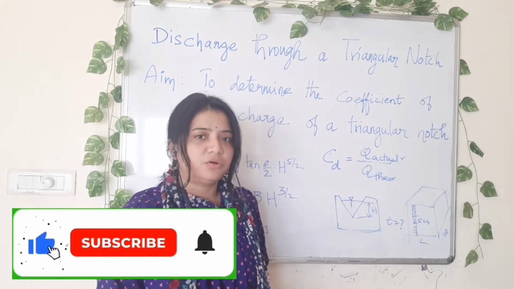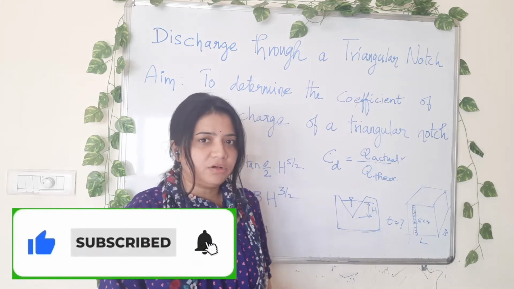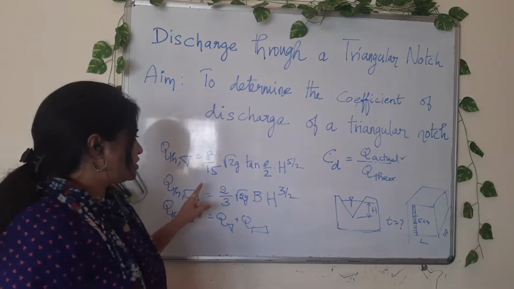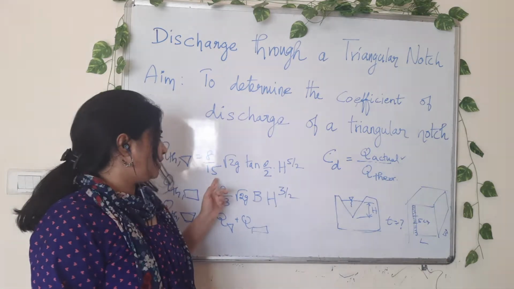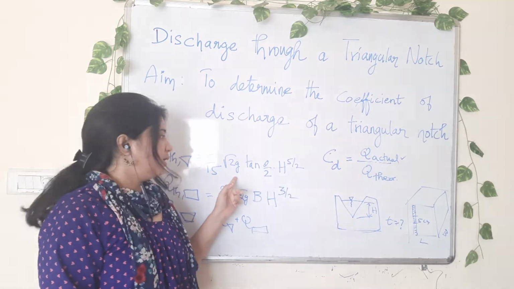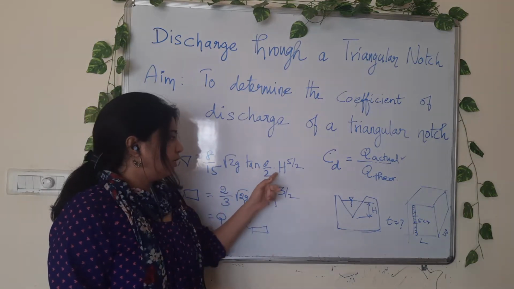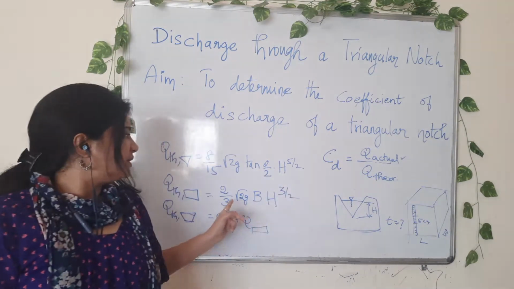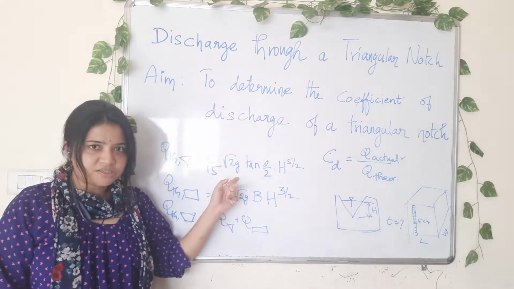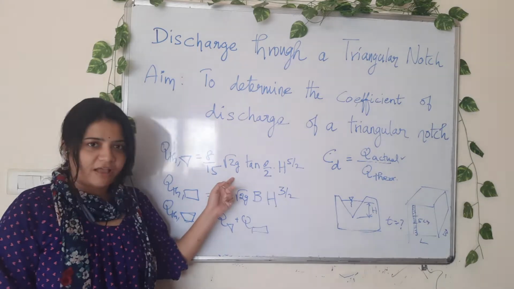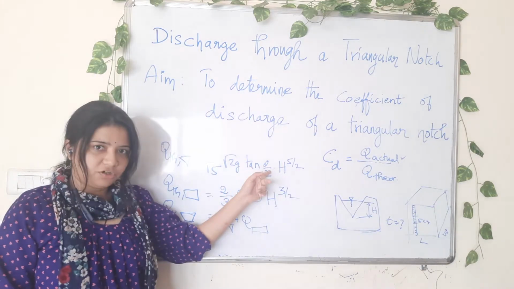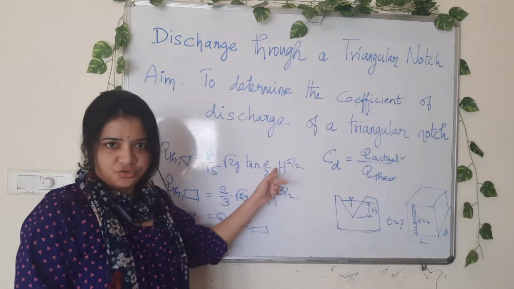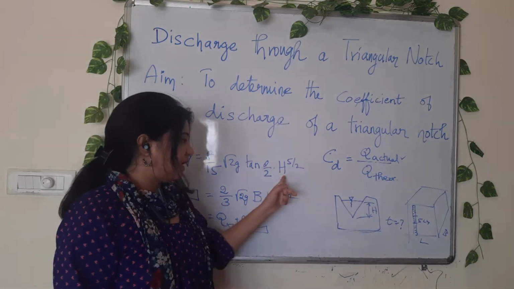Now to find out the theoretical discharge. In case of a triangular notch, the theoretical discharge is given by this formula: 8/15 times root 2g times tan(theta/2) times H to the power of 5/2. Here, g is the constant, the acceleration due to gravity. Theta is the angle of the notch. We are taking different angles, so we need to use it here, and then capital H.